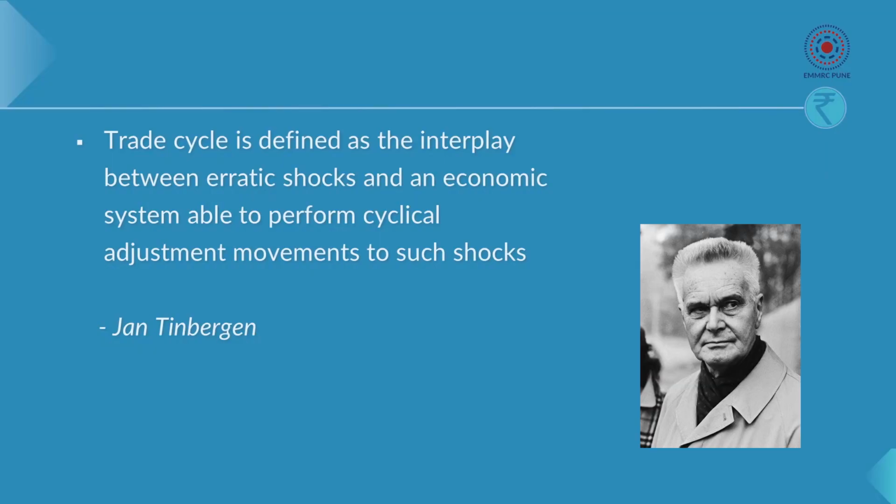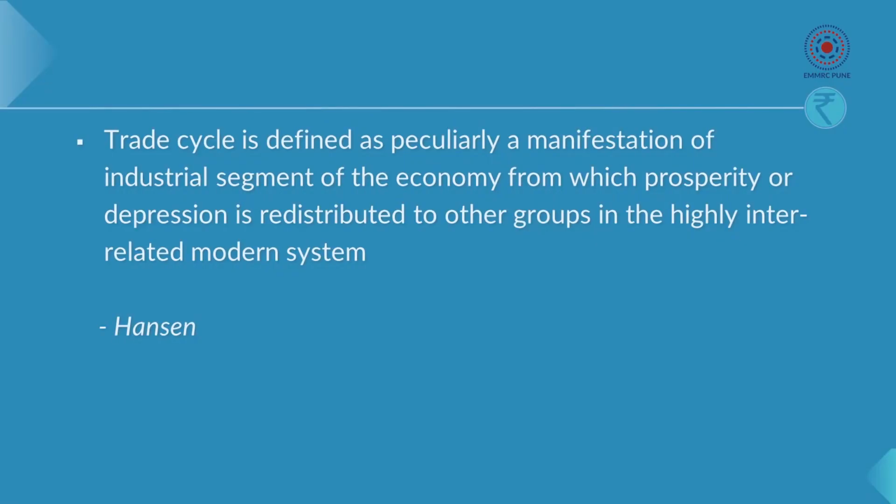According to Tinbergen, trade cycle is defined as the interplay between erratic shocks and an economic system able to perform cyclical adjustment in response to such shocks. According to Hansen, trade cycle is defined as peculiarly a manifestation of the industrial segment of the economy from which prosperity or depression is redistributed to other groups in the highly interrelated modern system. With this, let us try to understand the concept of trade cycle in detail.